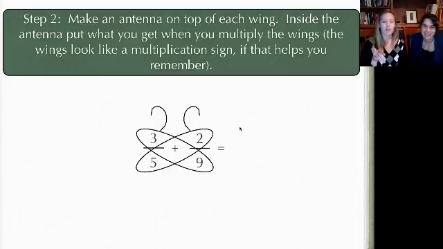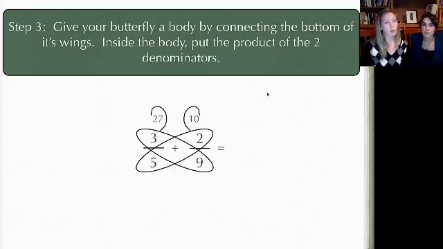And then the wings, you multiply. One way to think about it, the wings sort of look like a multiplication symbol, so that might help you remember. So you multiply the wings, so 3 times 9 gives you our first antenna, 27. 5 times 2 gives you our second antenna of 10. Then step 3, you have to give your poor little butterfly a body. So connect the bottom of its wings and then put the product of the denominators into it. So if you look at where they touch, those are the 2 numbers that you're going to multiply, and you get 45.